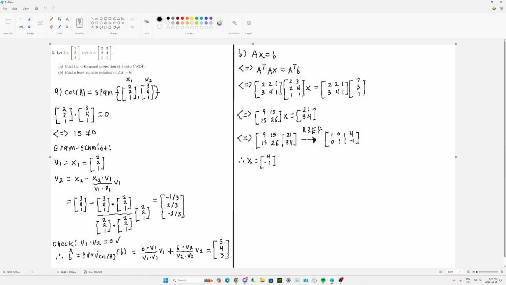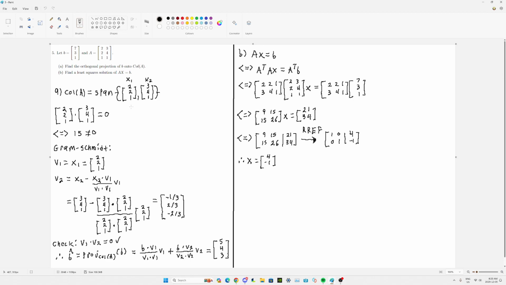Alright, anyways, find the orthogonal projection of B onto the column space of A. The column space of A is just going to be the span of the first column and second column. We can imagine that's x1, x2. Since it wants an orthogonal projection, we want to check if it's orthogonal currently. We see that it's not. The dot product is equal to 15, which is not equal to 0. So, without changing the vectors, we can just apply the Gram-Schmidt process to find what would make them orthogonal within the column space.